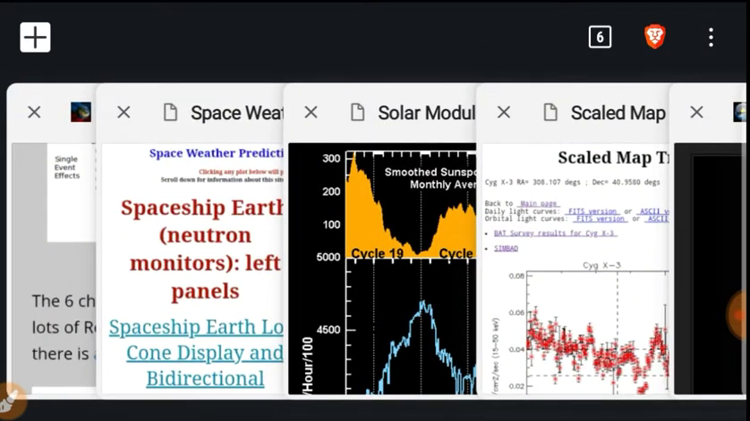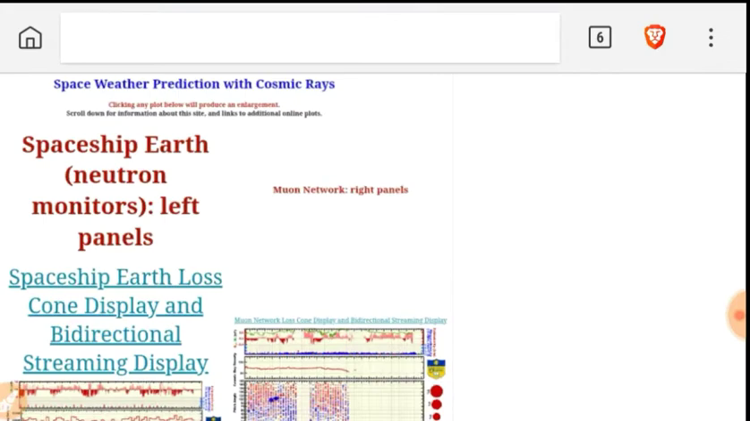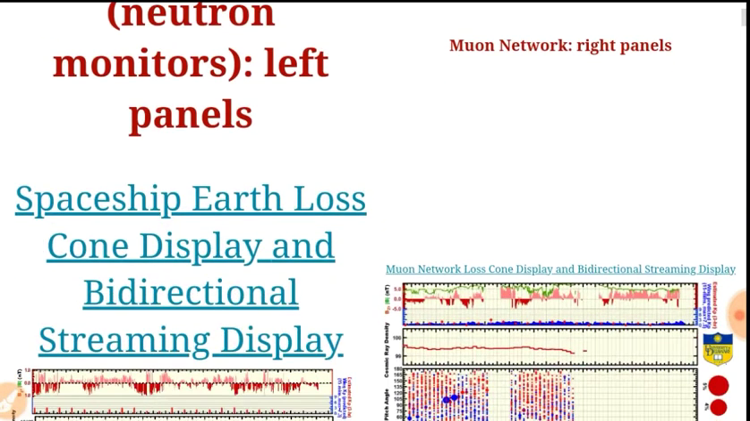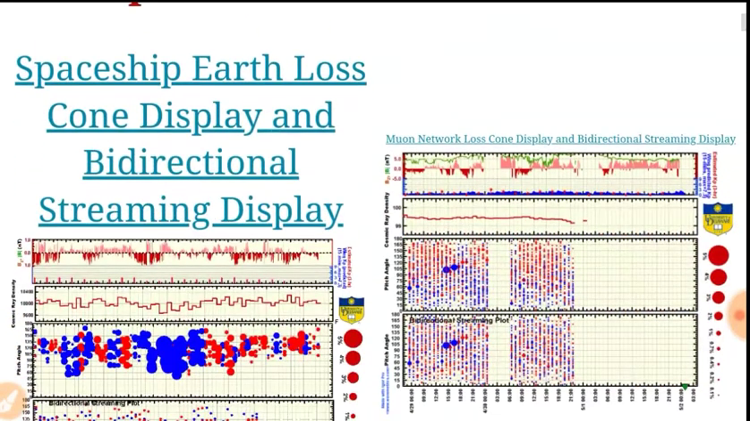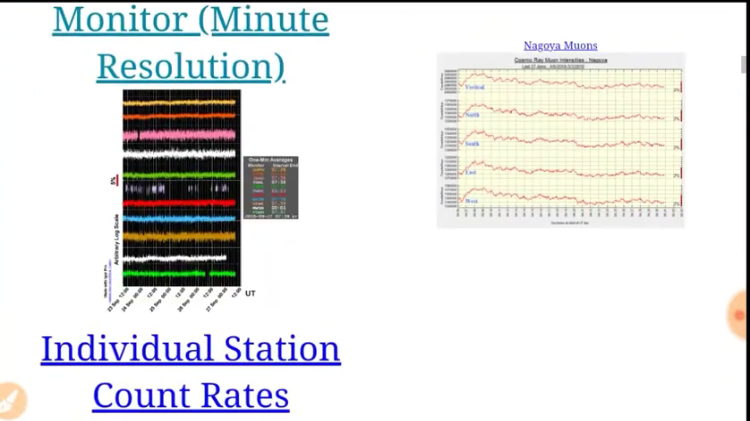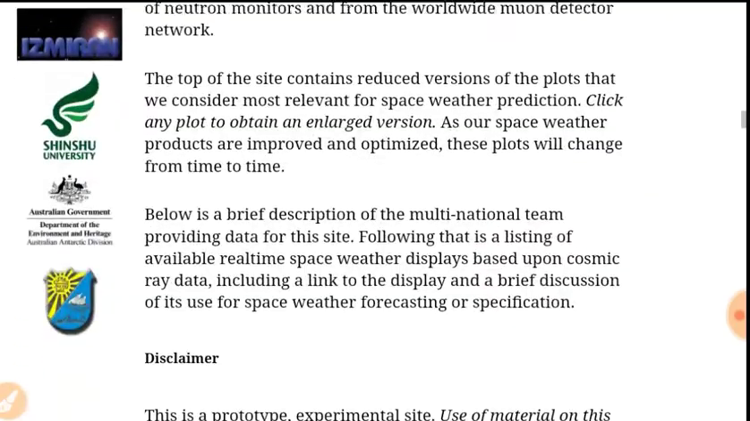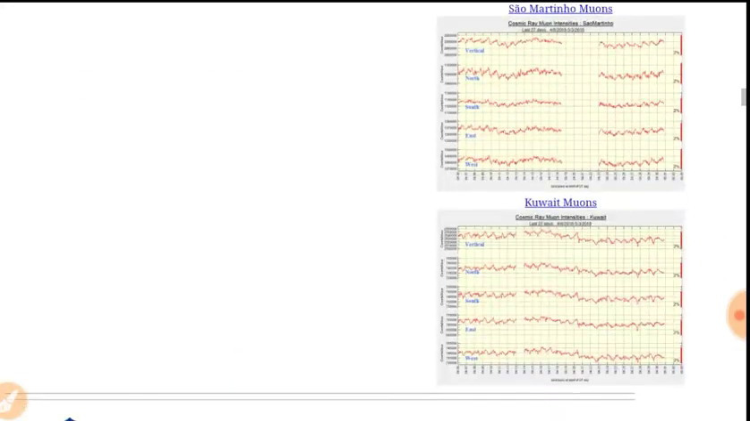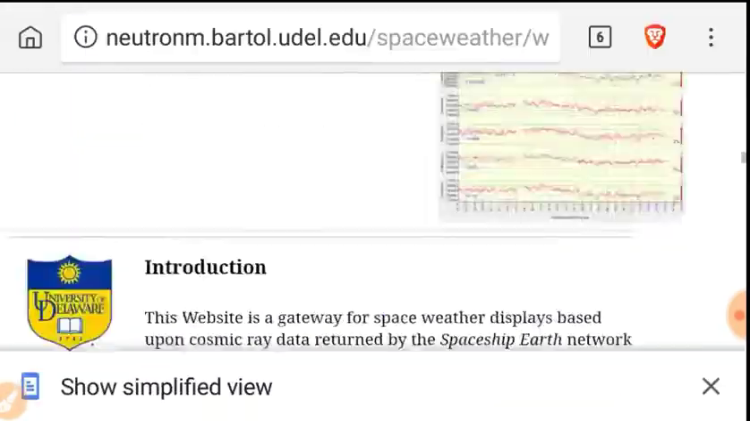Again, we will leave links to all this, and there are sites that monitor this stuff constantly, like this one here. All real-time data from all around the world. Kuwait, Russia, as well as the US.